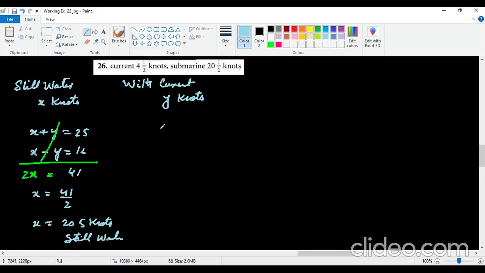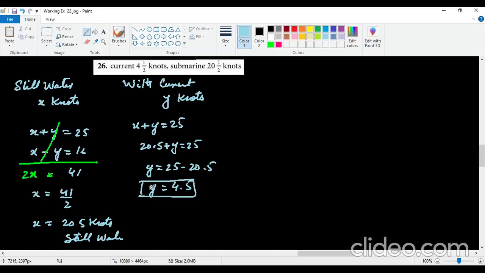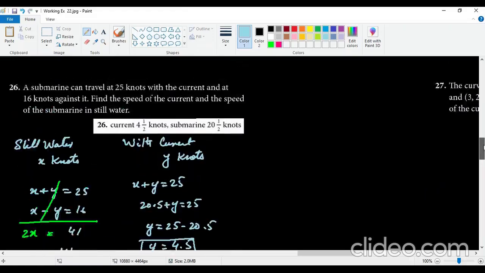Okay, now we know very well x plus y equals 25. So the value of x is 20.5 plus y equals 25. So y will be equal to 25 minus 20.5. So the speed with the current is going to be 4.5. That's the answer for this question. Moving on to the next question, which is question number 27.